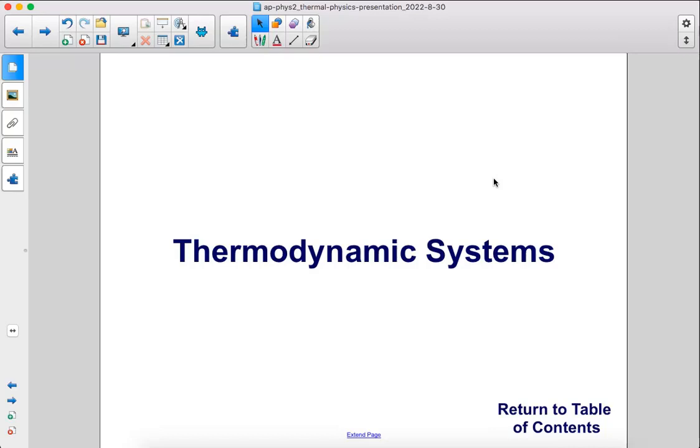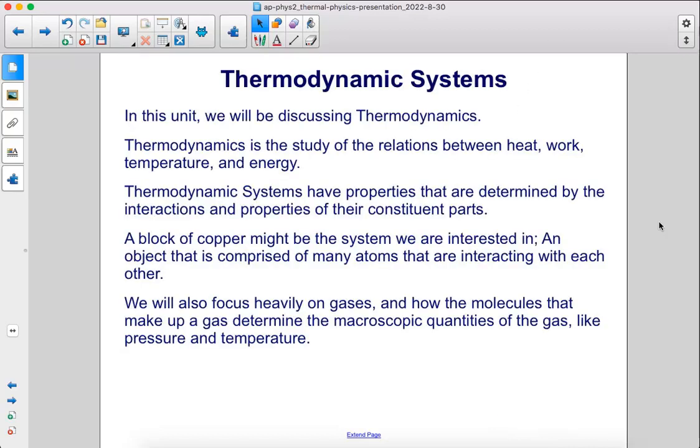Thermodynamic Systems. In this unit, we will be discussing thermodynamics. Thermodynamics is the study of the relations between heat, work, temperature, and energy. Thermodynamic systems have properties that are determined by the interactions and properties of their constituent parts. A block of copper might be the system we're interested in, an object that is comprised of many atoms that are interacting with each other.